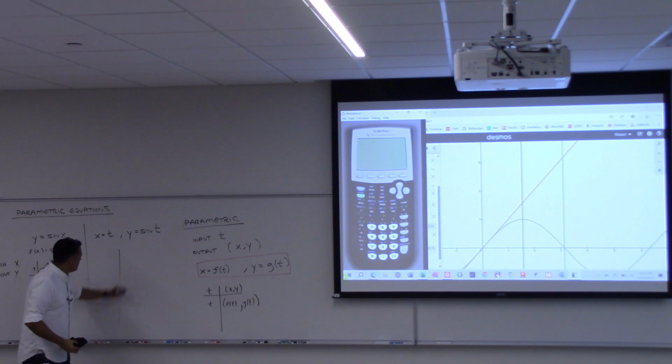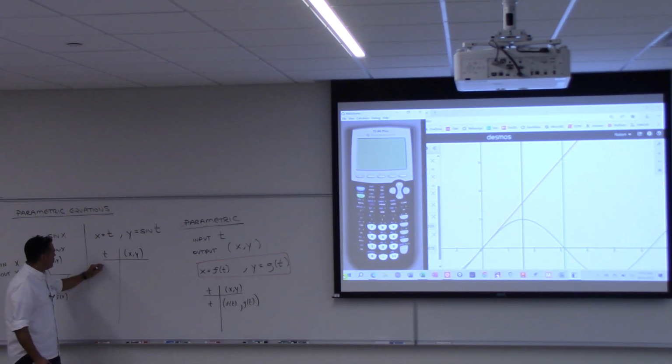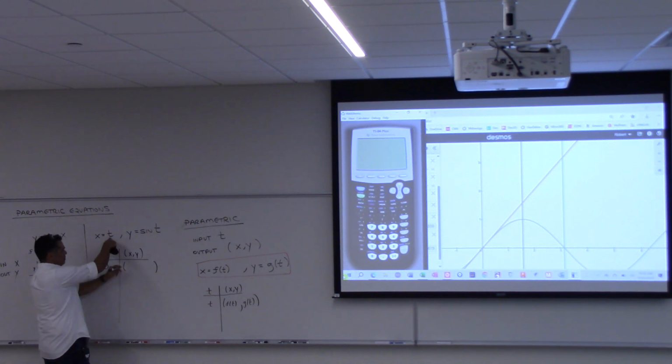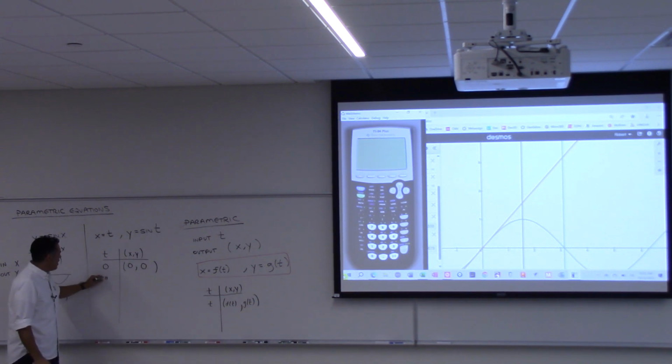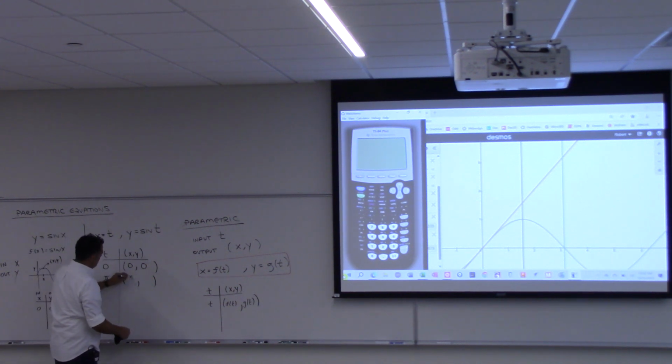So now if I do a t table, let's plug in a value here. Let's plug in 0 for t. What would you get here? What's sine of 0? 0. Okay, let's do another point. Let's do pi over 2. If I plug in t equals pi over 2, what do we get? Sine of pi over 2 is 1.